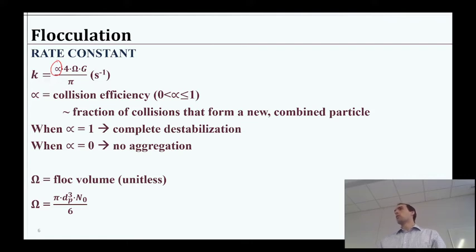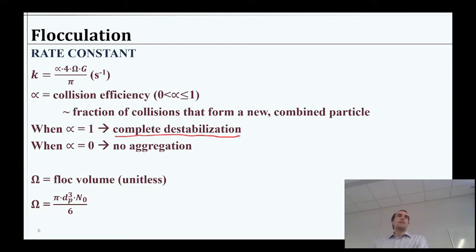I mentioned earlier that it will depend a bit on how likely they are to stick together. So how effective our coagulation was. This alpha gives us that. And this alpha specifically is referring to the fraction of collisions that occur that form a new larger particle. So what percentage of the time do they collide and make a new one? So if this is 1 as a fraction or 100% as a percentage, then we say that's the case when we have complete particle destabilization.